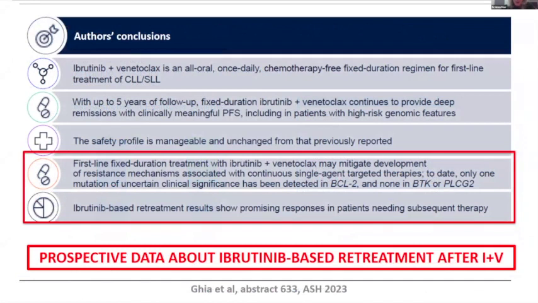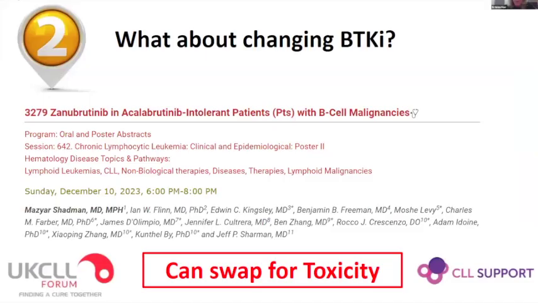So the authors concluded when they presented this data at ASH that this first-line fixed duration treatment of I+V may mitigate against the development of the resistance mechanisms which we know can develop when patients are treated with continuous single-agent targeted therapies and can be associated with resistance if we were to consider retreatment again in the future. And that when we use ibrutinib-based retreatment in these patients, we're seeing promising results when patients need treatment again. So that's prospective data about using ibrutinib-based retreatment after I+V.